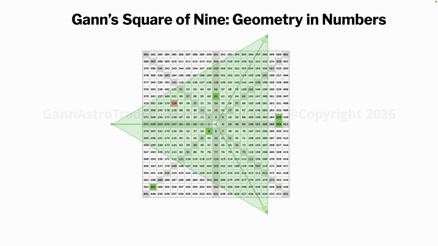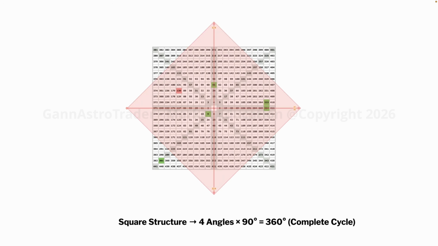The square of 9 itself is built on the idea that numbers expand in a structured way, forming angles such as 90, 180, and 360 degrees. A square introduces a new level of balance. Each angle is 90 degrees, and the total becomes 360 degrees. 4 multiplied by 90 equals 360. This becomes the foundation of the cycle. Gann used this concept extensively to define completion and balance in markets.